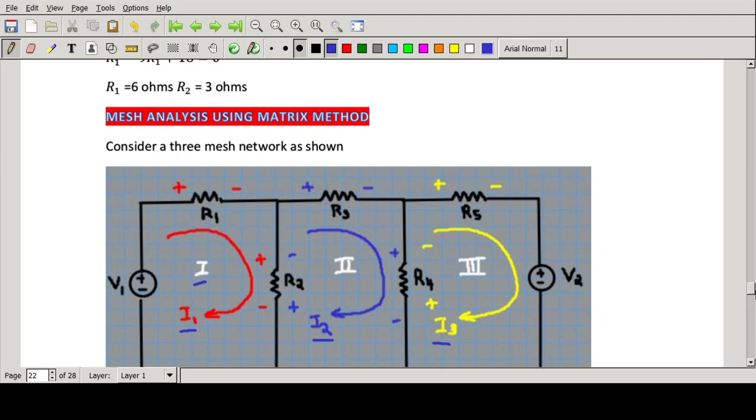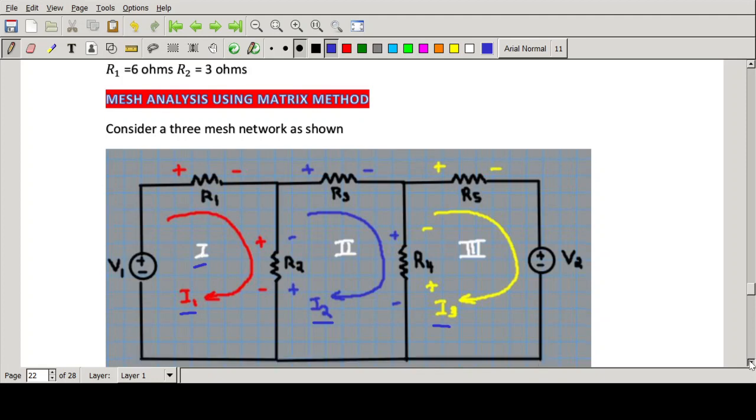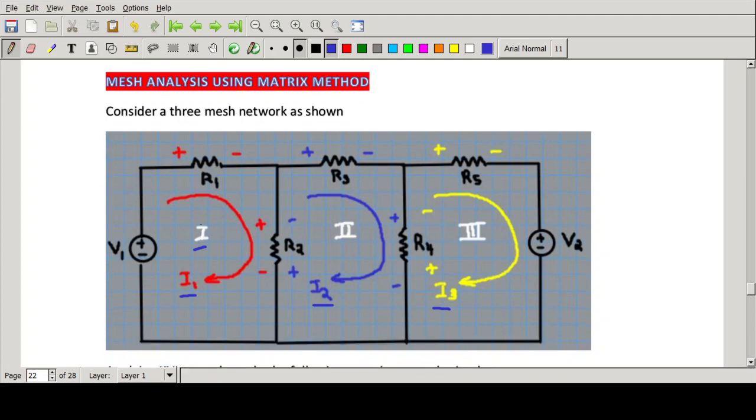So let's consider a three mesh network which is shown here. You can see I have marked the three meshes, that is 1, 2 and 3. The current flowing through mesh 1 is taken as I1, the current flowing through mesh 2 is taken as I2, and the current flowing through mesh 3 is taken as I3. Now all these three currents I1, I2 and I3 are assumed to be flowing in the clockwise direction. Okay, so we will be analyzing each mesh separately.